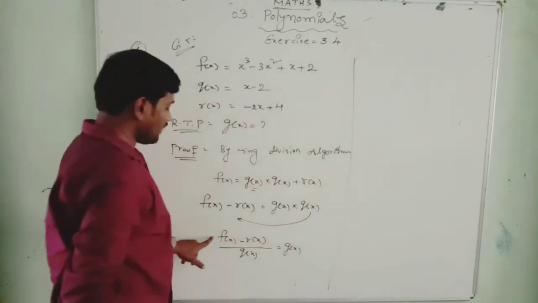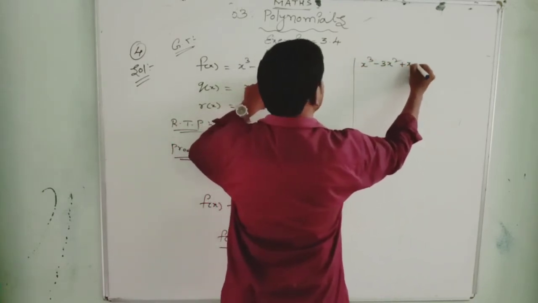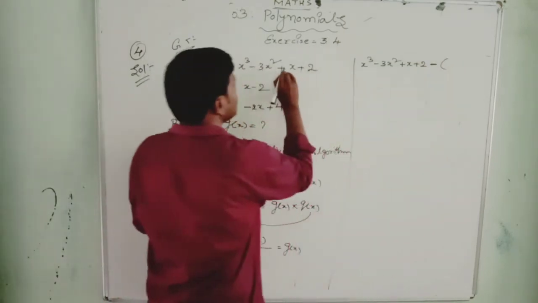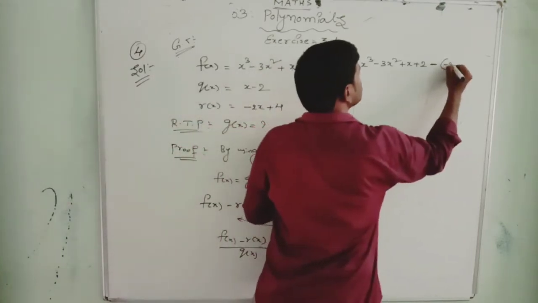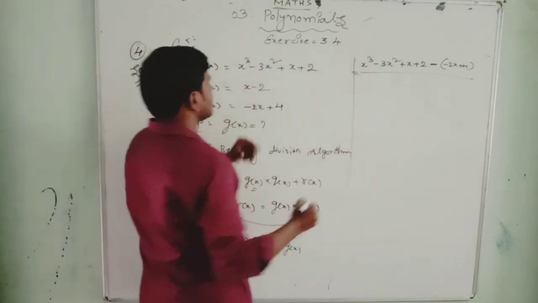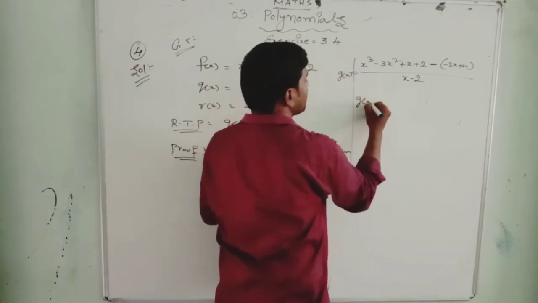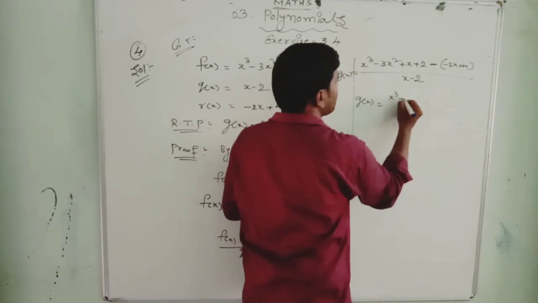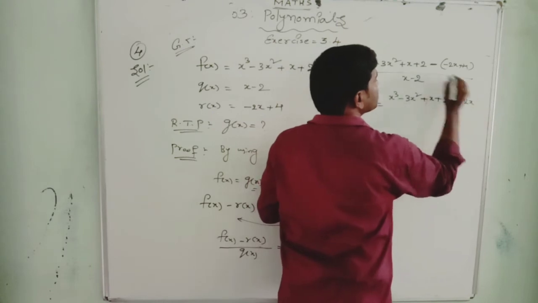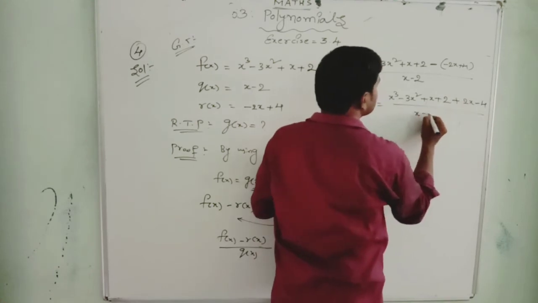Now we do it. F of x, that is x cube minus 3x square plus x plus 2, minus r of x, you have to subtract r of x. R of x is what here? Minus 2x plus 4. Minus 2x plus 4 by q of x, which is x minus 2. This is g of x actually. So now g of x is x cube minus 3x square plus x plus 2 plus 2x minus 4, by x minus 2. We'll simplify here.